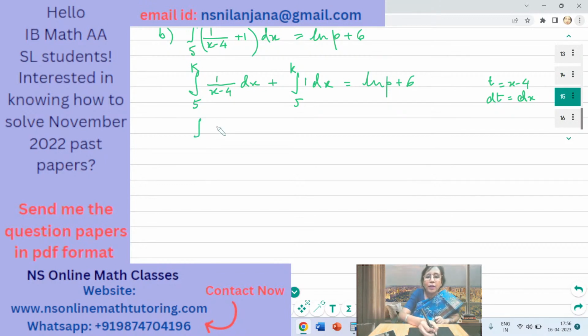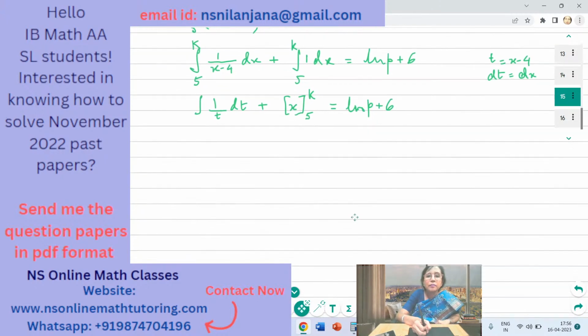So I am not writing the limits at this stage, and 1 over x minus 4. So in place of x minus 4, I am writing t. And in place of dx, it is dt. Since I have not written the limits for this integration, I am not writing the limits of this integration. Also, the integral of 1 dx is x. So we can do the integration for this part at this stage. And I have to write the limits. They are 5 and k. And this is ln of p plus 6.